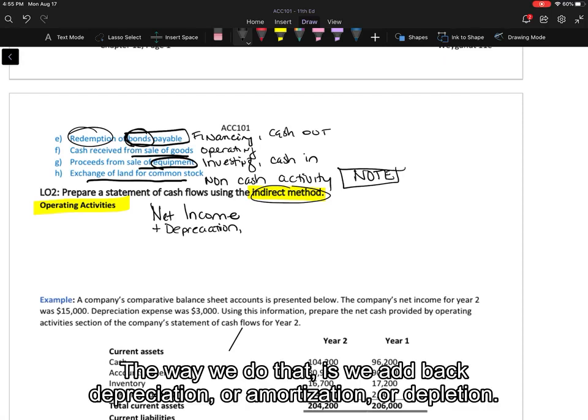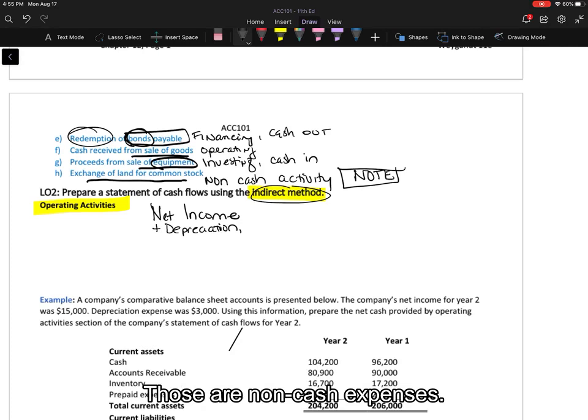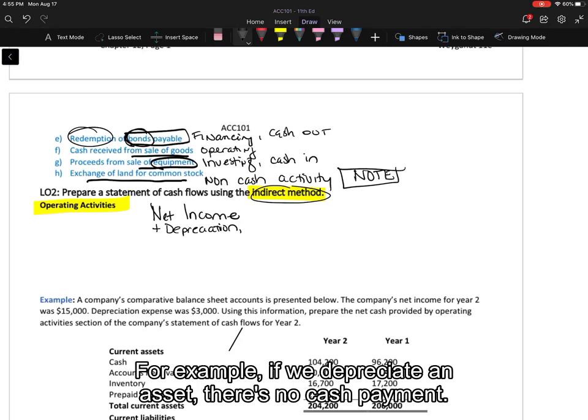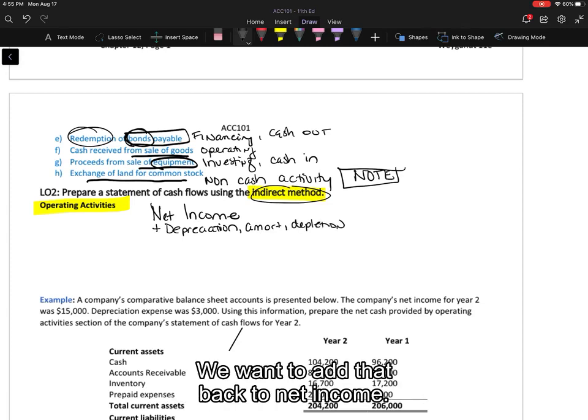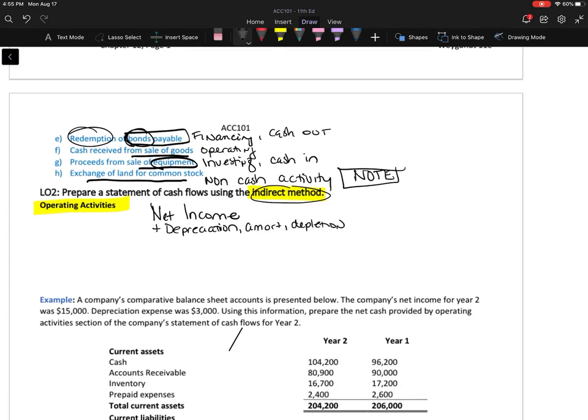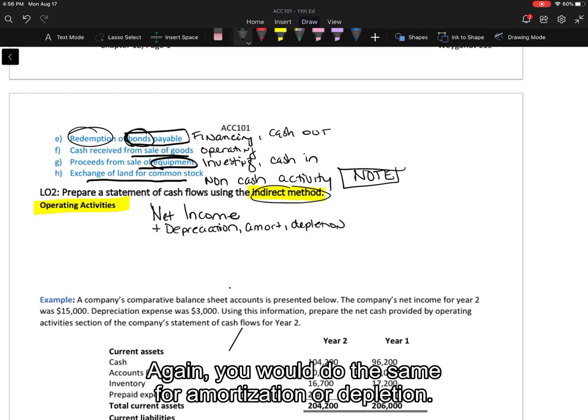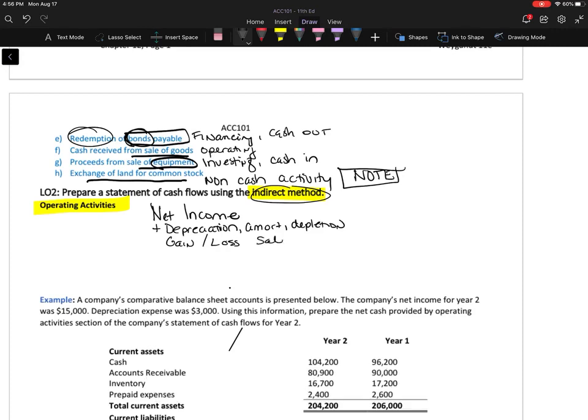So the way we do that is we add back depreciation or amortization or depletion. Those are non-cash expenses. For example, if we depreciate an asset, right, there's no cash payment. That's the entry: depreciation expense, accumulated depreciation. No cash payment. So we want to add that back to net income. Okay, and again, you would do the same for amortization or depletion.